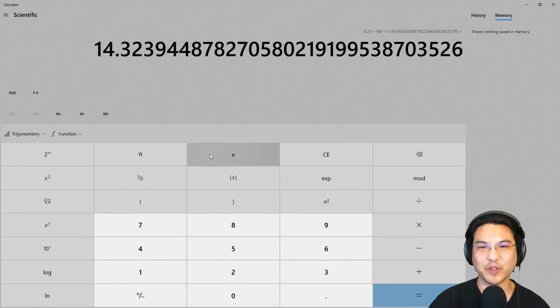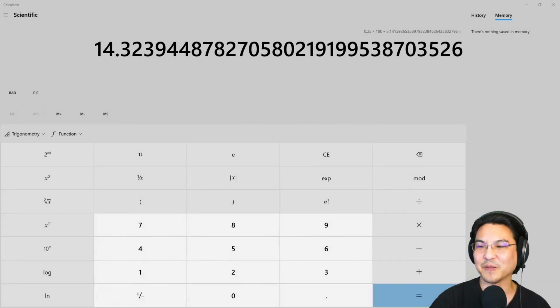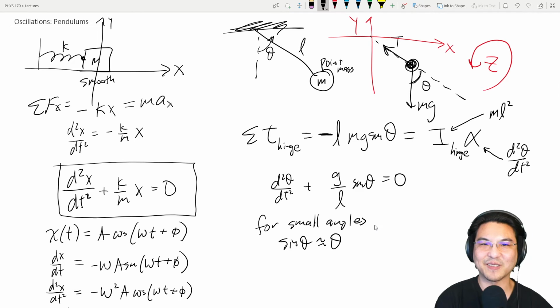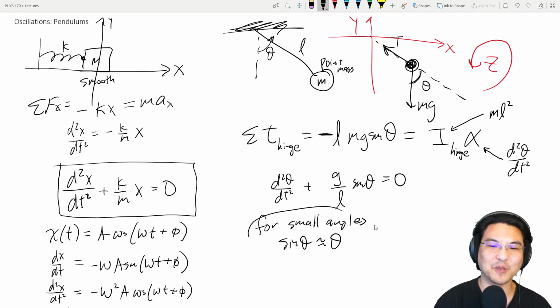So that's like 14 degrees. Okay, so if you're less than 14 degrees, that's about 1% error. So for small angles, we can make this approximation. So then sine theta is about theta.